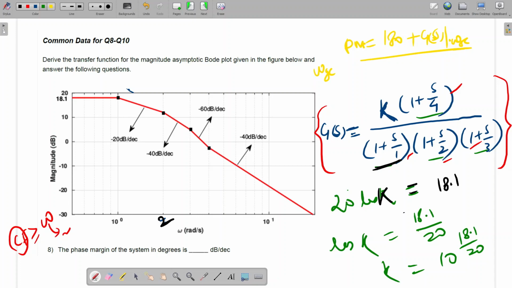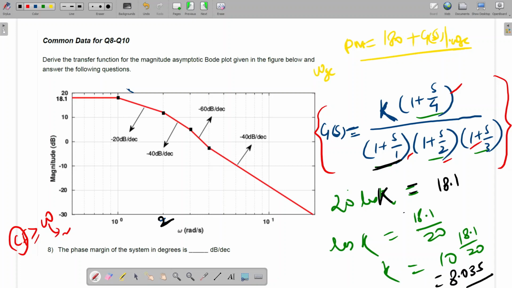How much will it be? 10 to the power 18.1 divided by 20. So I am getting 8.035. Is it correct? Approximately 8 we can say.